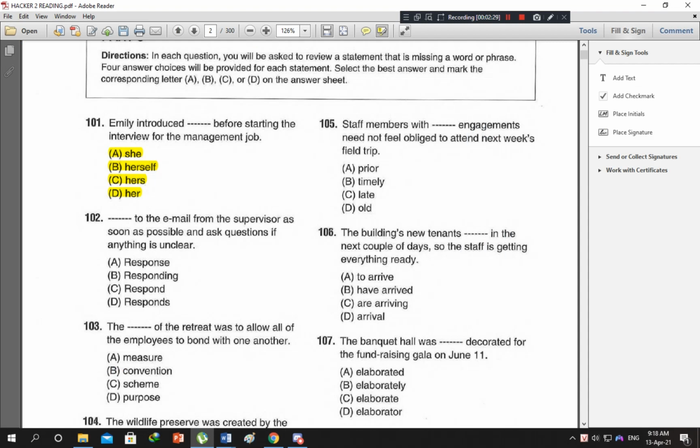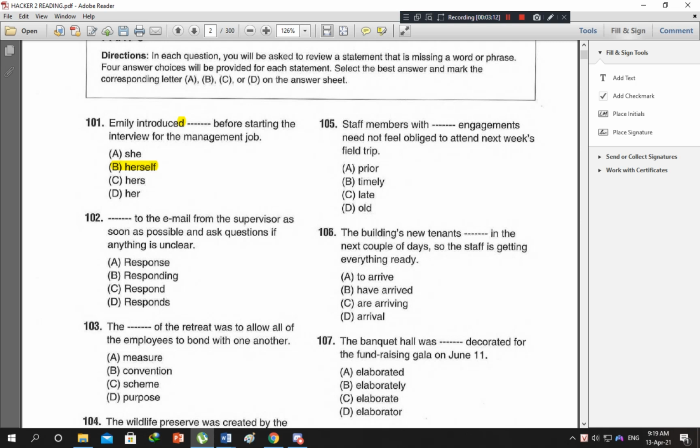So if you look back at the sentence right now, Emily is the subject. Introduce is a verb. So after the verb, you're going to need an object. The object is going to be her or herself. But you have to translate the meaning. It's right here: Emily introduced before starting the interview. Actually, I'm going to lower the music a little bit. So Emily introduced herself. If you translate the meaning, the correct answer is herself. Introduce herself.